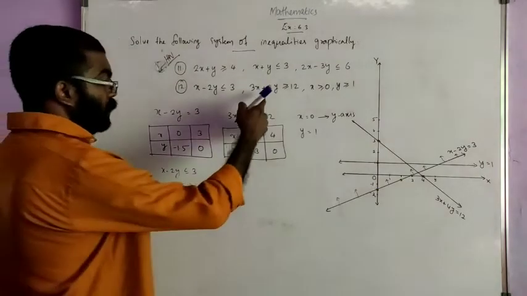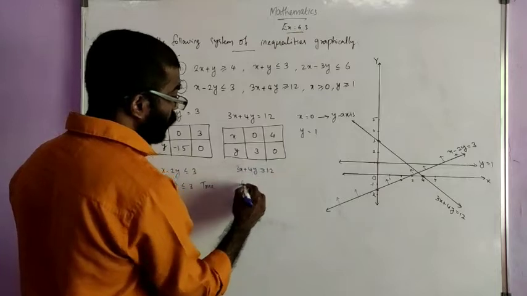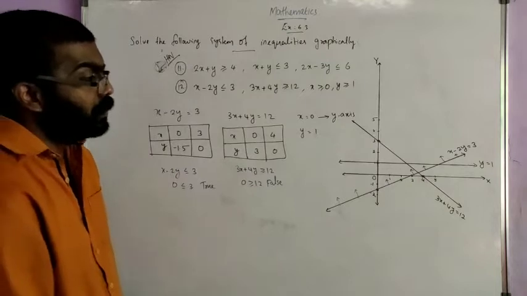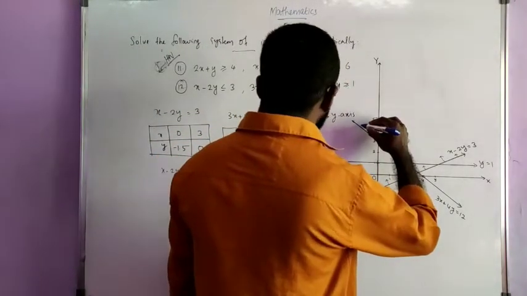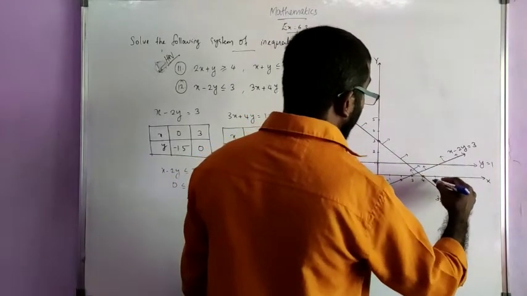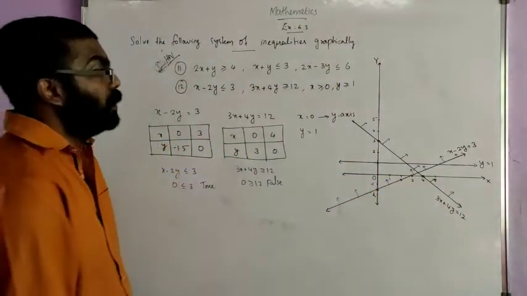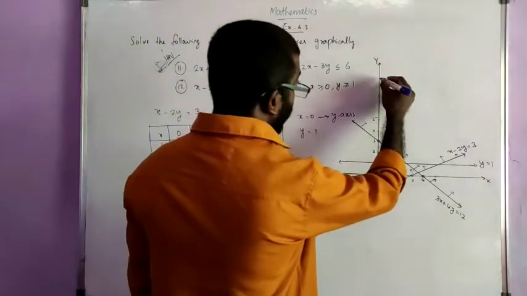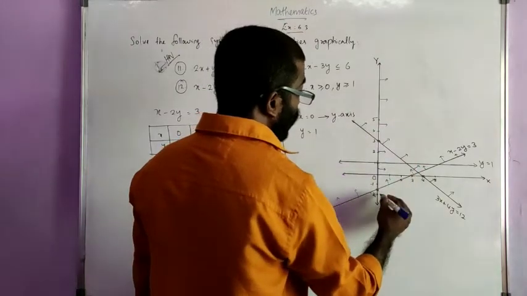Next is 3x plus 4y greater than or equal to 12. 0 greater than or equal to 12, it's a false statement. So for this line, it is the upper part of the line, upper half plane or the right half plane. Clear? Now x greater than or equal to 0, that is the y axis, on the right side of the y axis. Right part of the y axis.